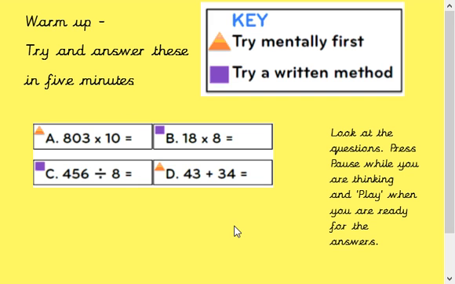We're going to start this morning on your normal mental maths strategies. Triangles, try and do them in your head. Squares, feel free to use pencil and paper. Five minutes, as far as you can. If you get done inside, can you find alternative methods? If you need to take a bit longer, it doesn't matter, but try and get as close to five minutes as you can. Press pause while you're working and press play when you're ready to carry on.